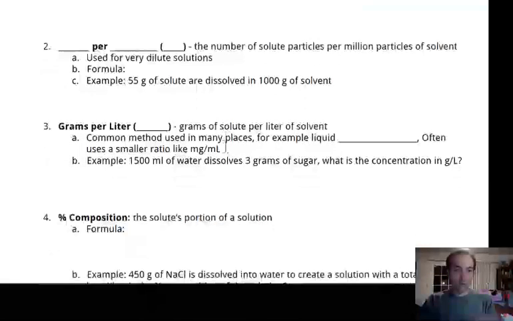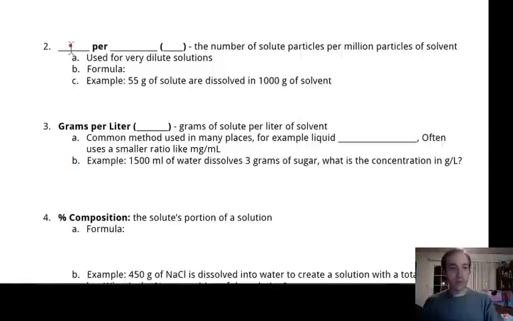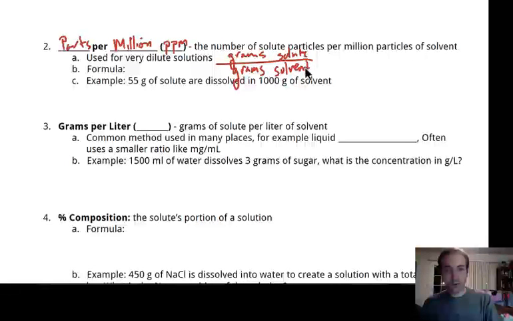The second way of describing concentrations is known as parts per million. The symbol for this is simply ppm, hence parts per million. That's the number of solute particles per million particles of solvent. It's typically used for very dilute solutions, so things where there's barely anything dissolved in it. And the formula is pretty straightforward. It's grams of solute divided by grams of solvent, and then you multiply that times 1,000,000.